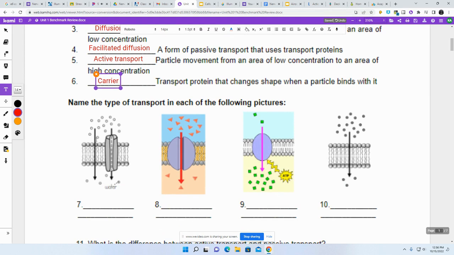All right, the drawing on the left. So on the far left right here, we have simple diffusion or just diffusion. These little circles are going straight through the membranes. That's diffusion. On the right side of it, this is facilitated diffusion because they're still going from high concentration to low. Whoa, it says water here. Oh, that's water. I totally missed this.